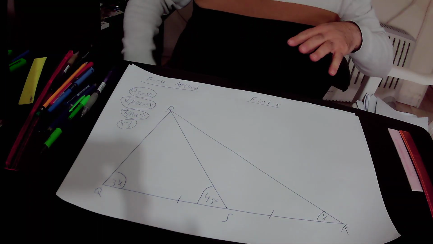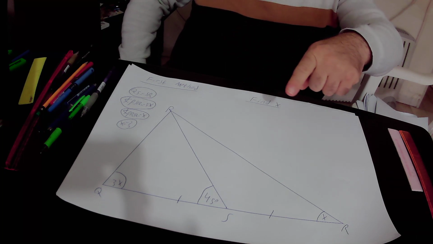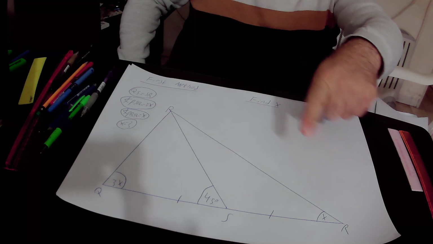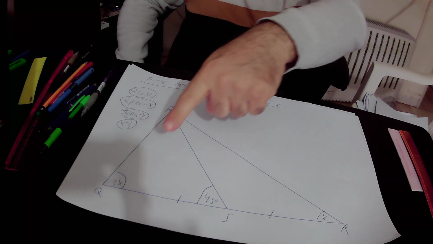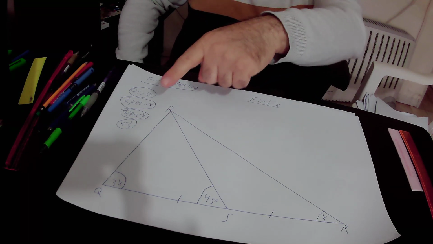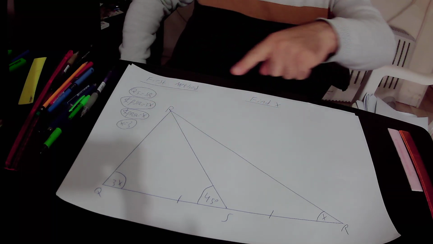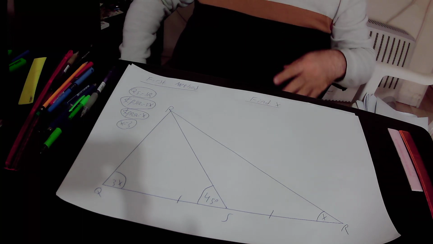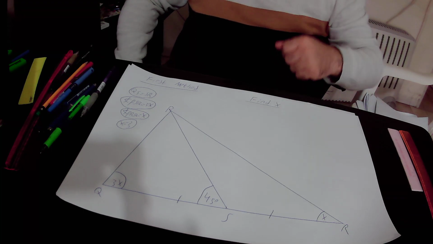In the drawing we have triangle PQR. We know that QS is equal to SR. We also know that angle PSQ is equal to 45 degrees. Angle QPS is equal to 3x. Angle PRS is equal to x, and we want to find out the value of angle x.